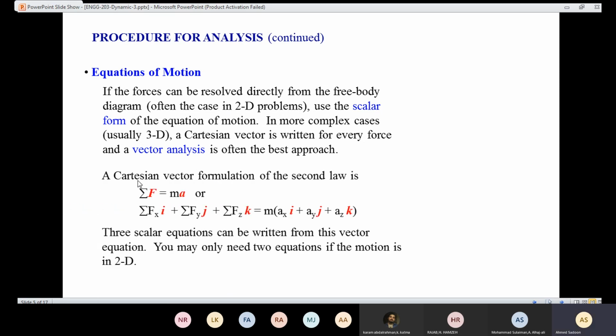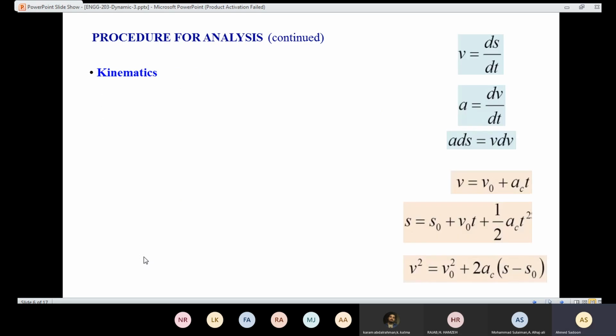Here we have the Cartesian vector formulation for the equation of motion, or Newton's second law, and we can write it like that. And we said that from these equations, we can generate 3 scalar equations. Usually, when you are going to deal with 2D, we are going to use the scalar equations. We are going to use the equation in X and the equation in Y.